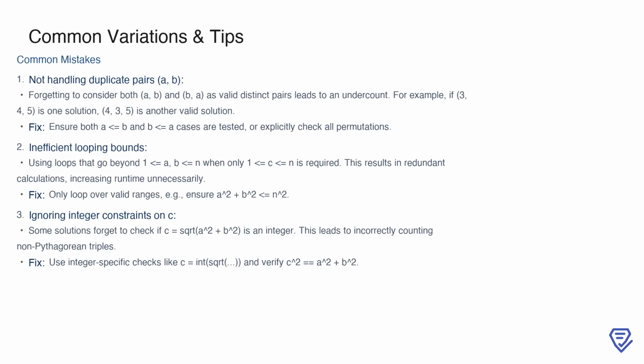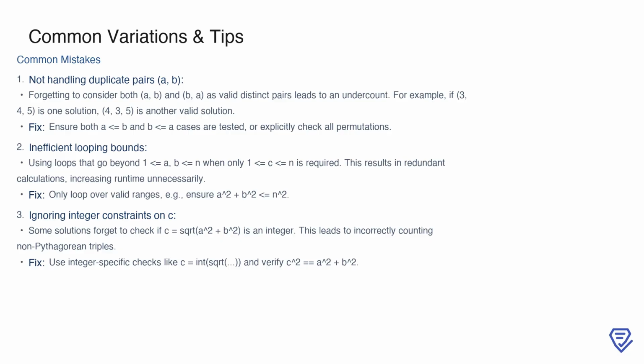Another common pitfall is setting inefficient looping bounds. Remember that while A and B range between 1 and n, the actual constraint is that the hypotenuse, C, must satisfy 1 <= C <= n. Keeping loops within these bounds will prevent redundant calculations and improve runtime.